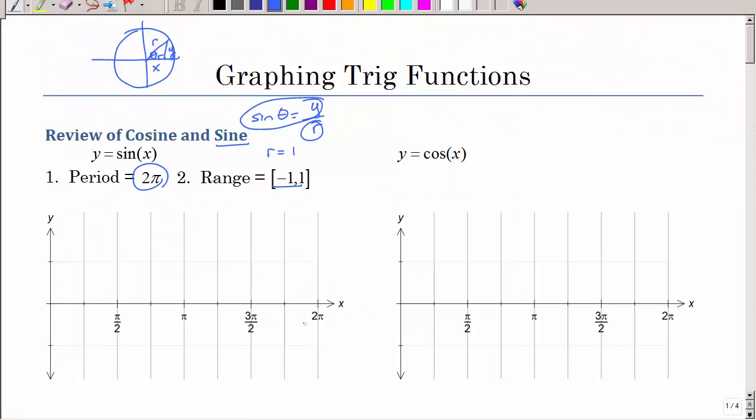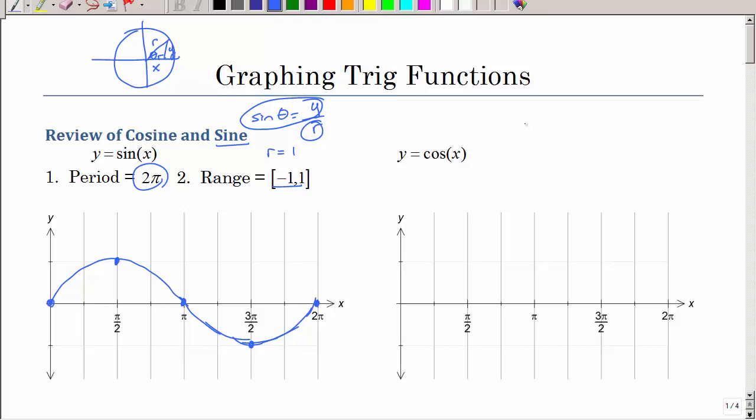So when the angle is 0, the sine is 0. When we have pi over 2, or 90 degrees, we have a y value of 1, or a sine value of 1. At pi, it's 0. At 3 pi over 2, it's -1. And at 2 pi, back to 0. And then we connect these with as smooth a curve as possible. And that is your basic sine wave.